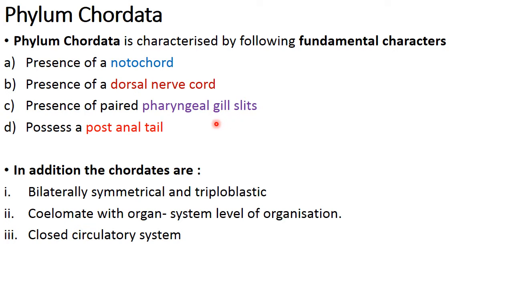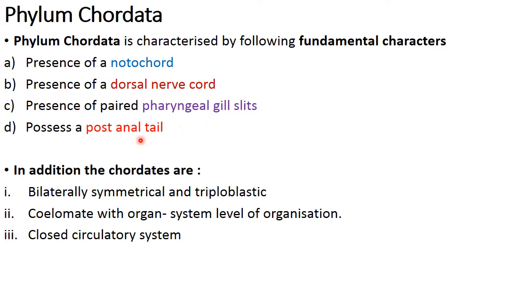Or in vertebrates, these pharyngeal slits develop into gill arches, like in fishes, and give support to the gills. But in mammals and birds, they are present in the embryonic stage, and later develop into jaw and inner ear bones.